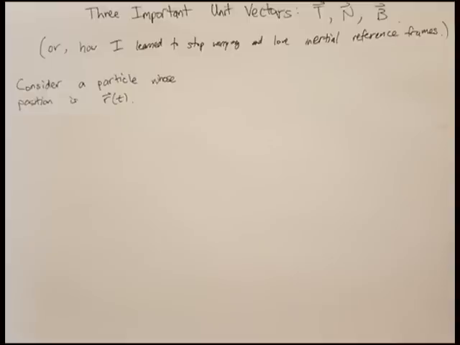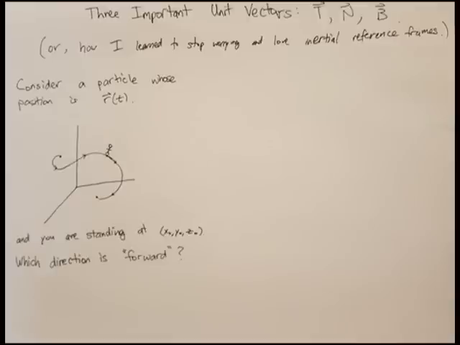Imagine the path of a particle in space. If you were standing on that particle at some point, what direction would you call forward? Forward is not a permanent direction like the positive x-axis. It can change depending on your orientation. But forward is always the direction we're facing, and so we can define forward to be the direction of motion.